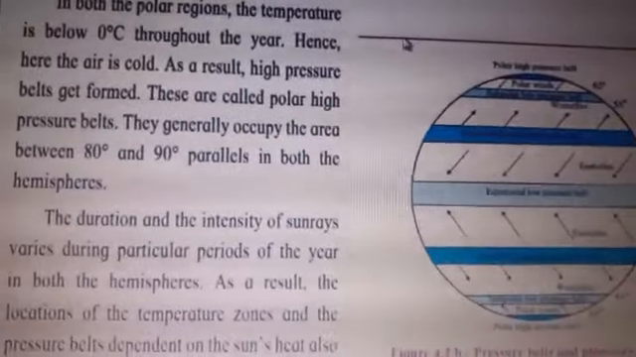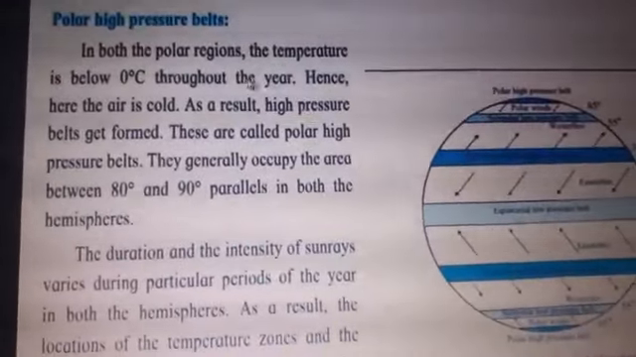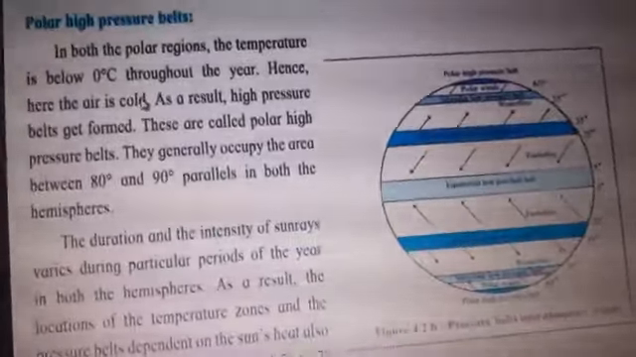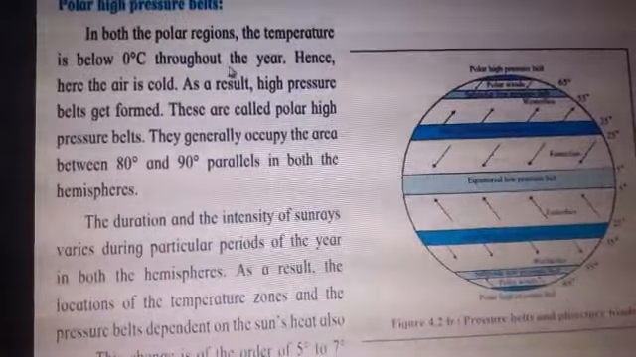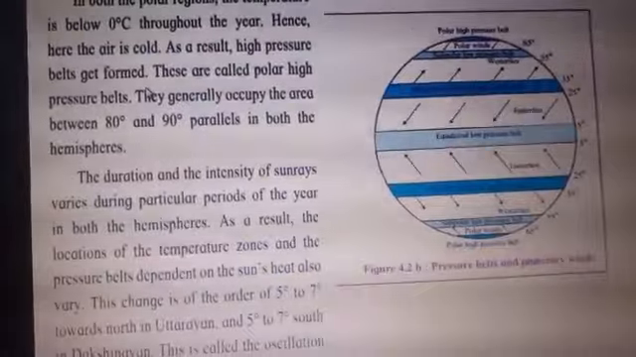So let us now study the polar high pressure belts. They lie between 65 degrees to 90 degrees, right? In both the polar regions, the temperature is below 0 degree centigrade throughout the year. It means throughout the year it always remains very, very cold. Hence here the air is cold. As a result, high pressure belts get formed. These are called polar high pressure belts.